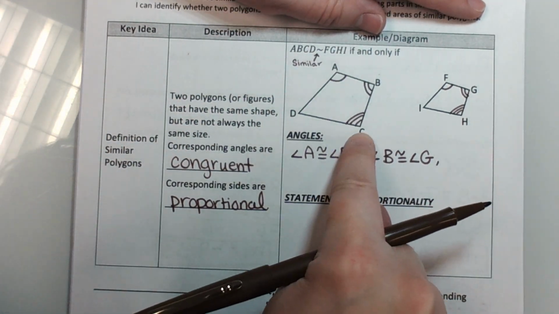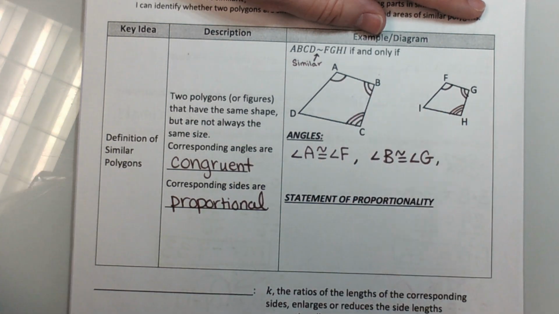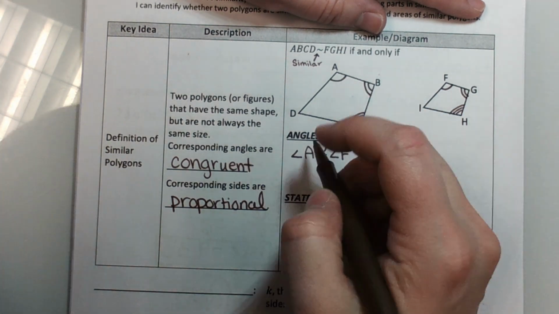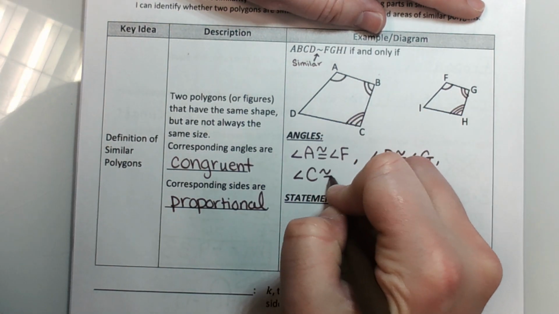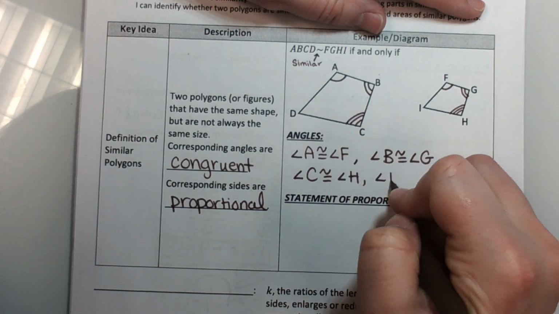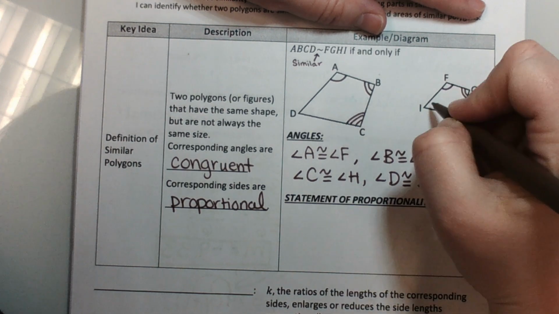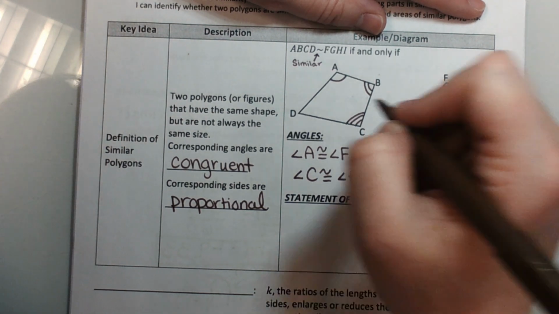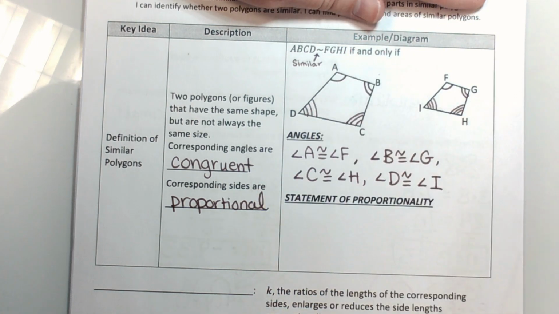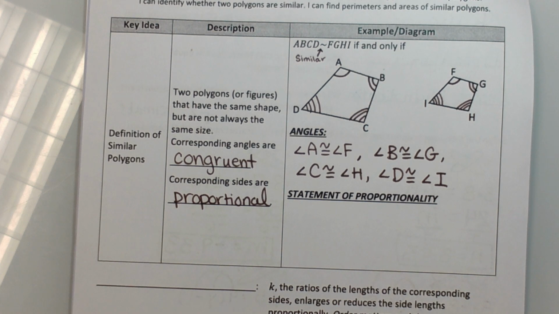Meaning I could have done angle C and angle H as single angle marks as long as F and A were triple angle marks. Angle C is congruent to angle H. And the last one is angle D has to be congruent to angle I. 1, 2, 3, 4. 1, 2, 3, 4. So corresponding angles are congruent.